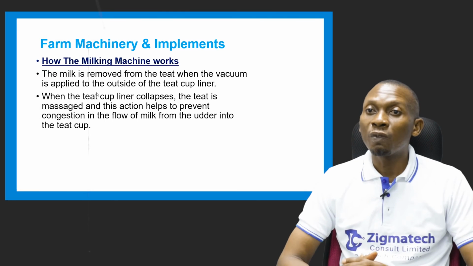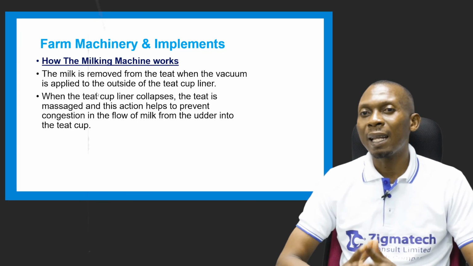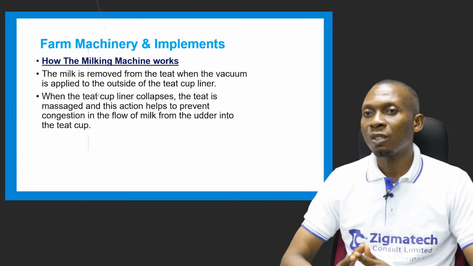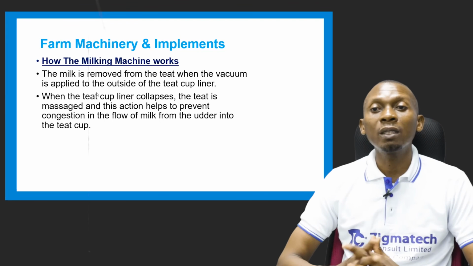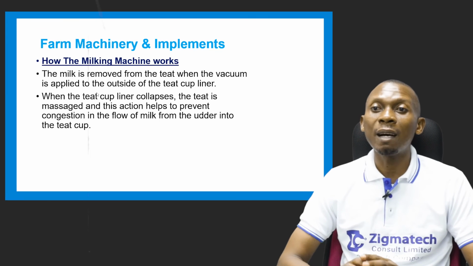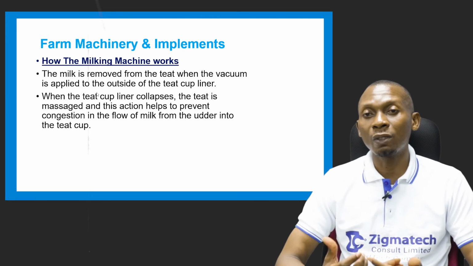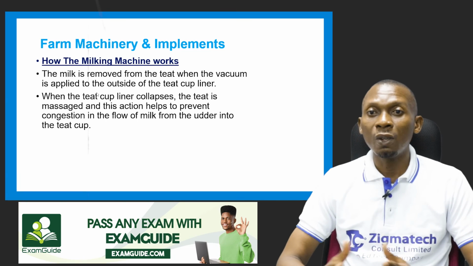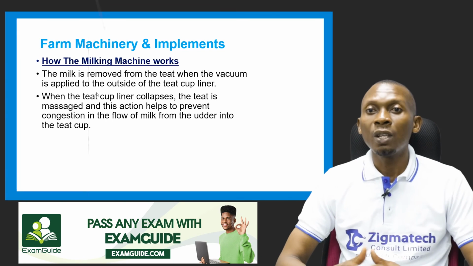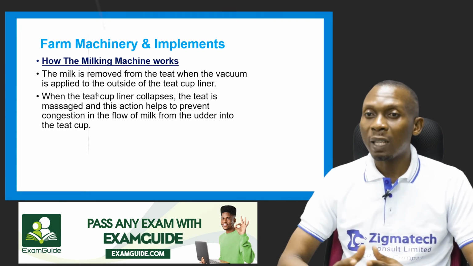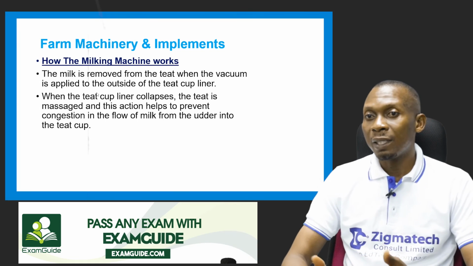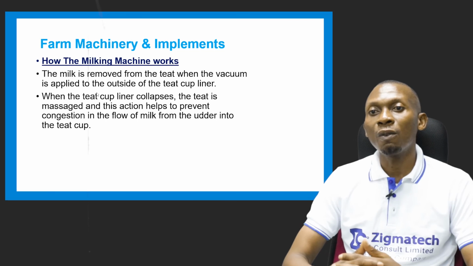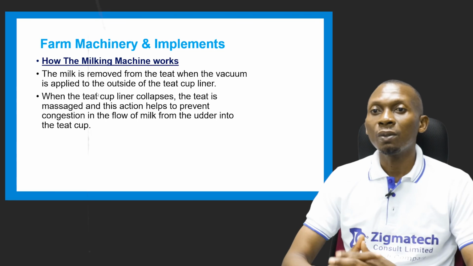The milk is removed from the teat cup when the vacuum is applied to the outside of the teat cup. So the vacuum is applied to the outside of the teat cup liner. Now, when the teat cup liner collapses, the teat is now massaged. The teat is a part of the udder, or the mammary gland of cows. So when the teat cup liner collapses, the teat is massaged. And this action of massaging prevents congestion in the flow of milk from the udder into the teat cup.